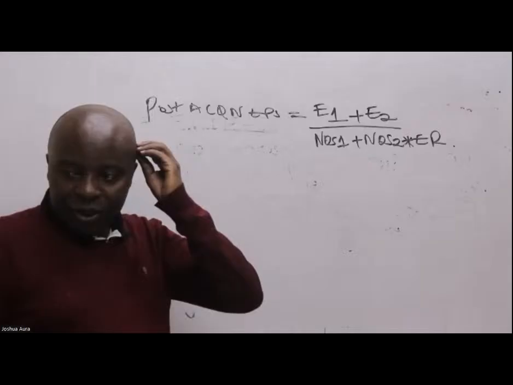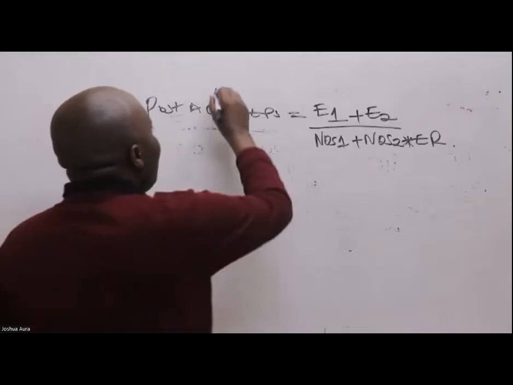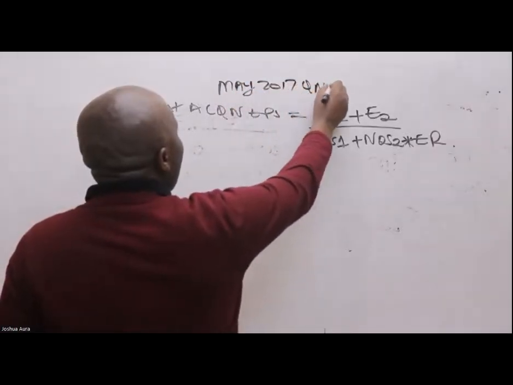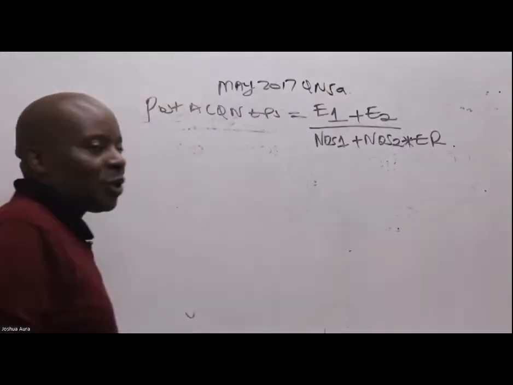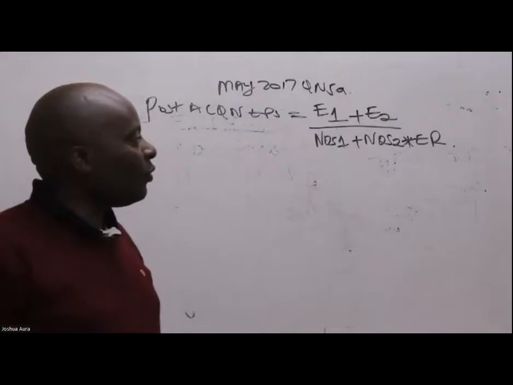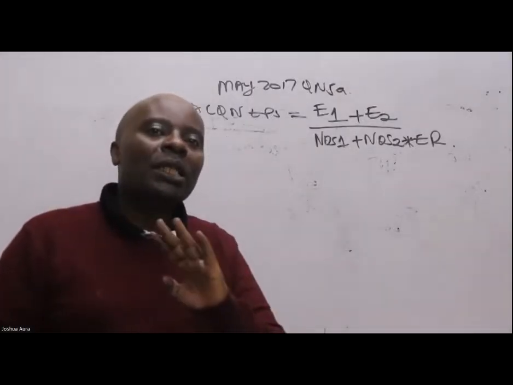Multiplied by exchange ratio like that. They're saying, Mwalimu, it is May 2017, question number 5A. Thank you very much. So once I write like this, your examiner is merciful.